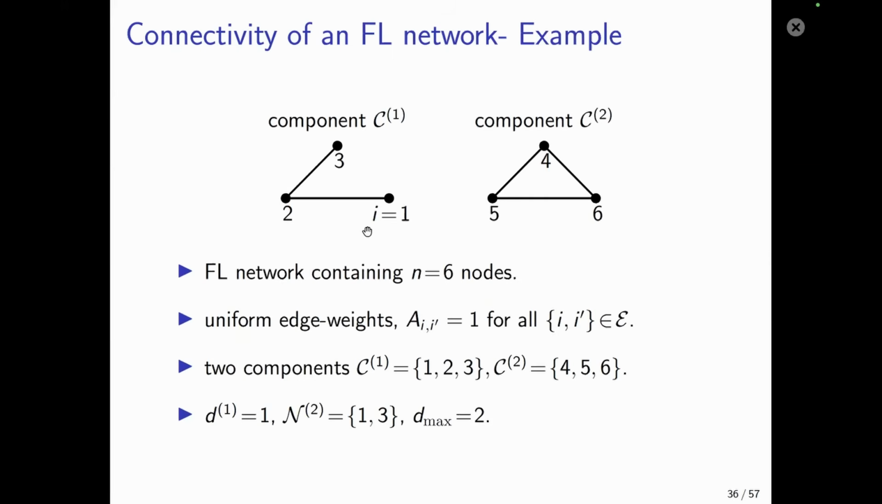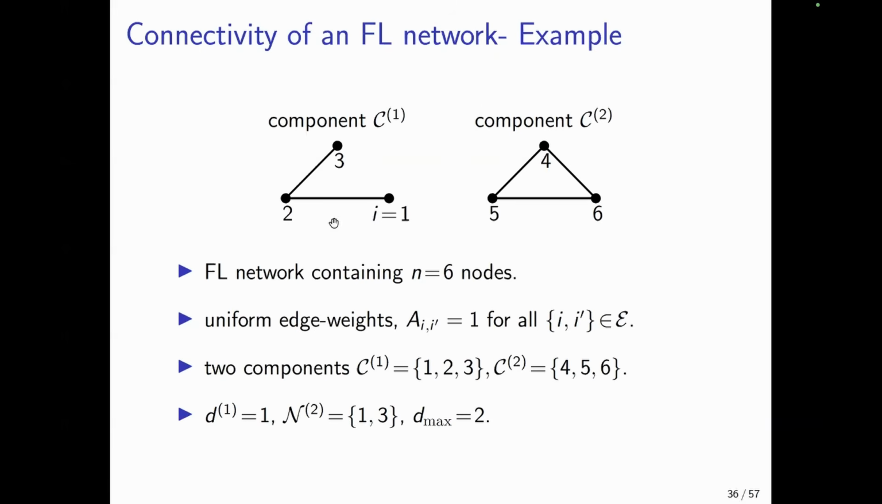Okay, here's an example of a federated learning network that consists of 6 nodes. Each node represents a device. And this federated learning network has two components, two connected components, C1 and C2. There's no edge between those two. The edge weights are assumed all equal to 1, so that's a good first modeling assumption. If you don't know that some collaborations are more intense than others, then start with assuming all are equally intense. So all edge weights are equal to 1. Then we have two components here. The first component is 1, 2, 3, and the second component consists of nodes 4, 5, 6.